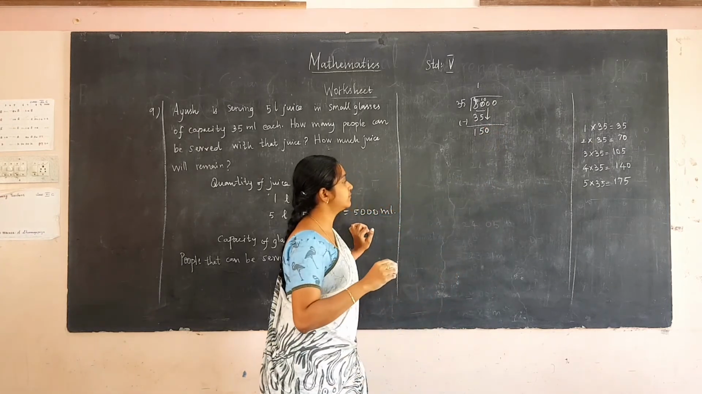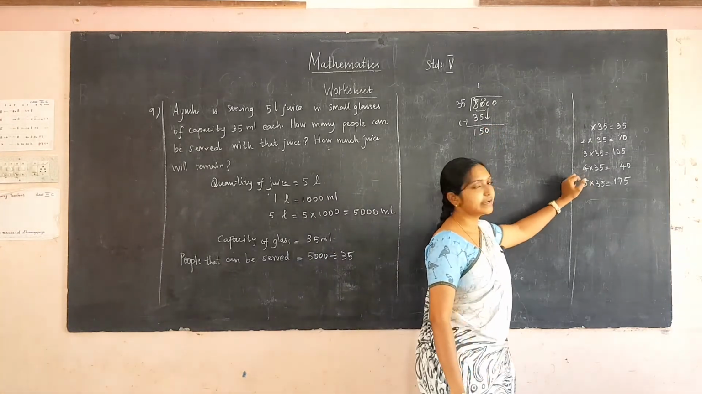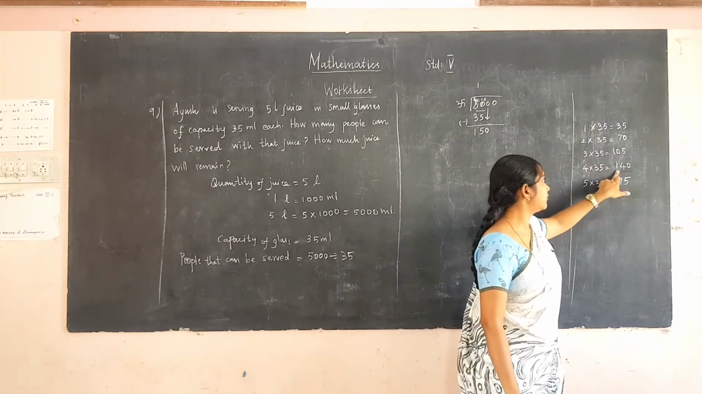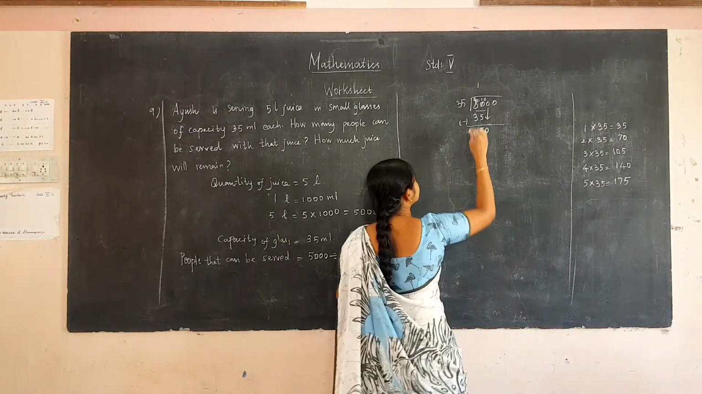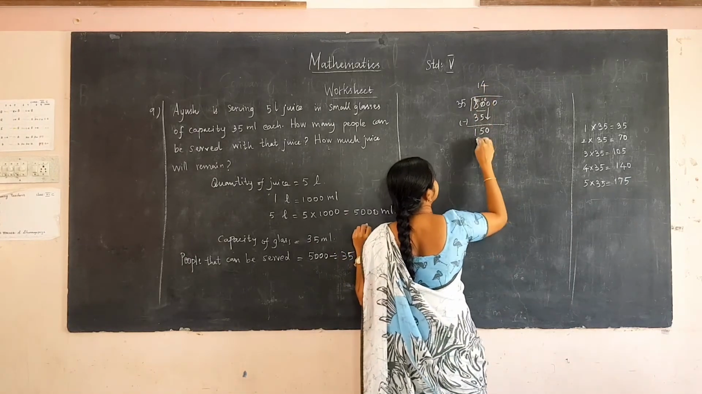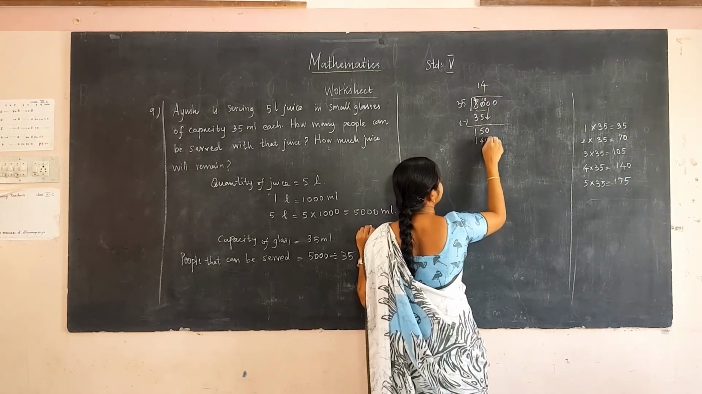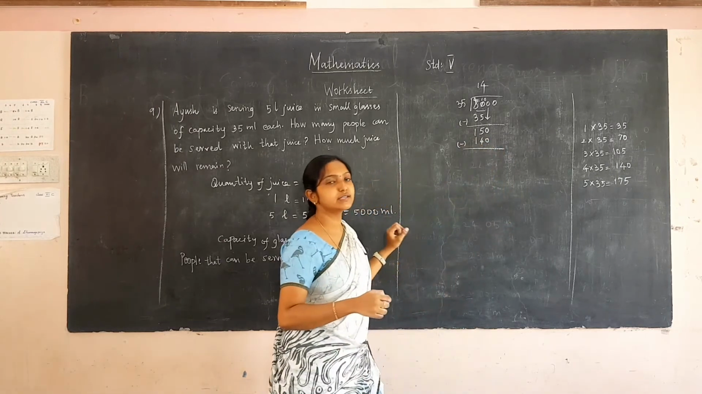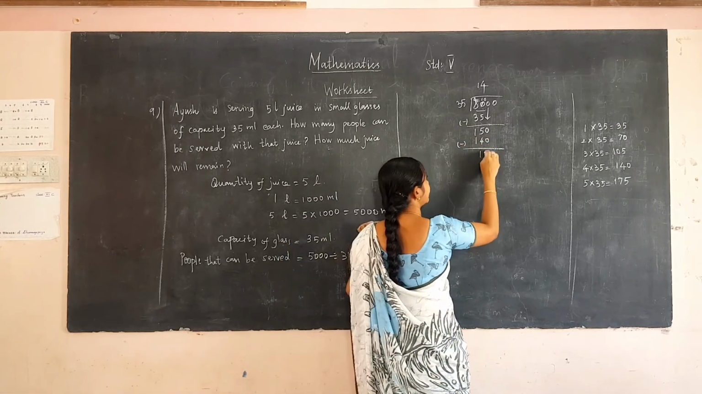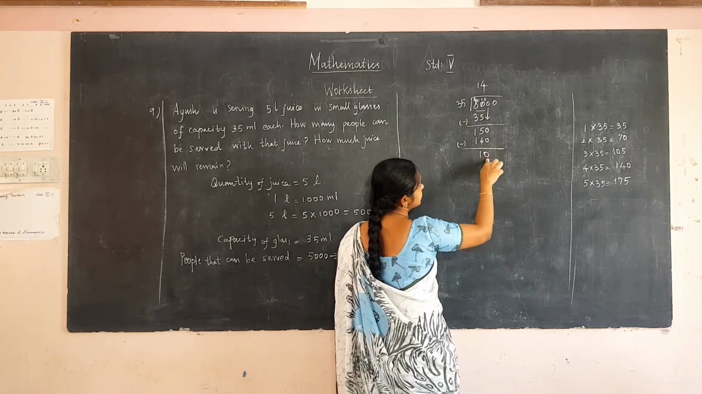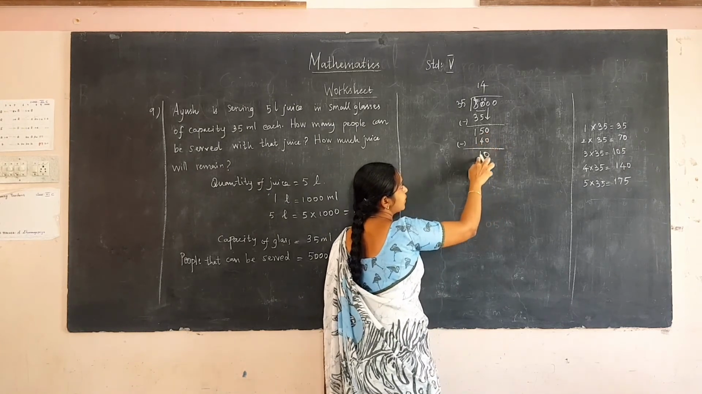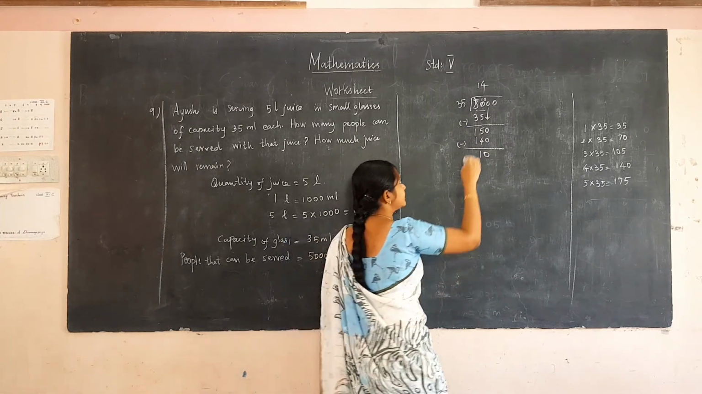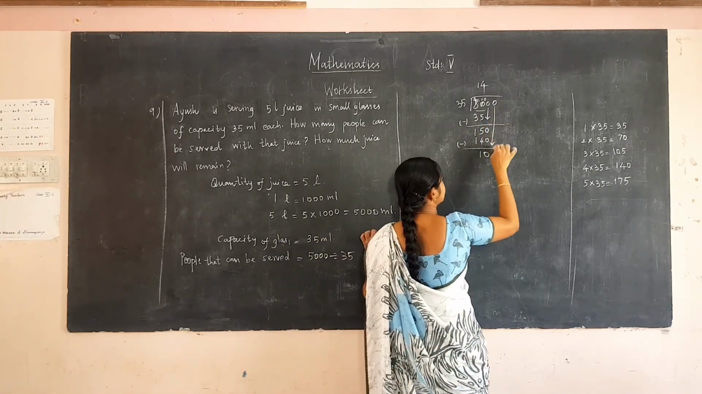It is 150. Find a number that is nearer to 150. It is 140. 4 into 35 is 140. 150 minus 140 is 10. 0 minus 0 is 0. 5 minus 4 is 1. 1 minus 1 is 0. So it is 10. Now we have to bring down this 0.